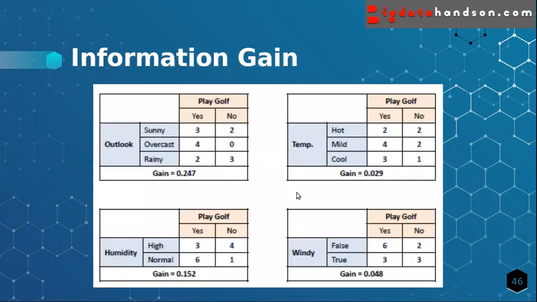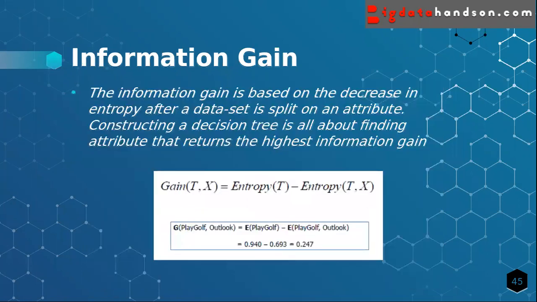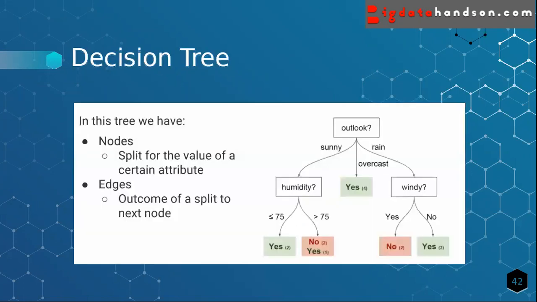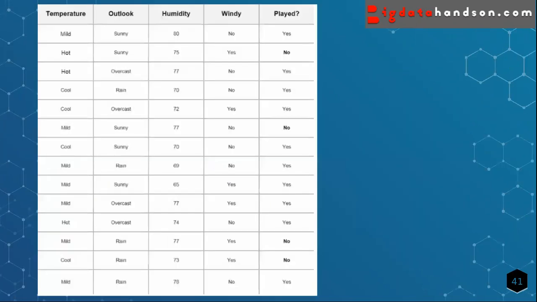Let me first explain what a decision tree is. Quickly, we have the video also, so you can watch it. To explain the decision tree, I'm taking this example. We have temperature, outlook, humidity, windy, and played or not. These are the features we have. This played or not is what we are going to predict.